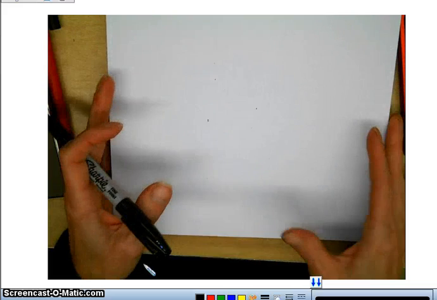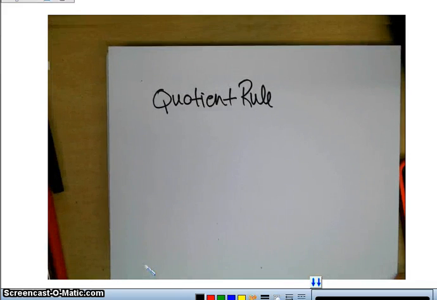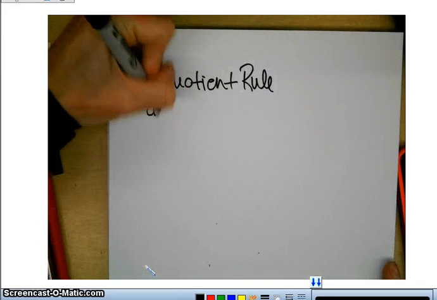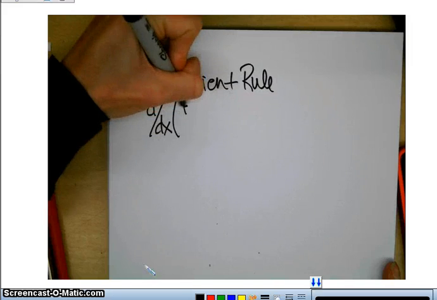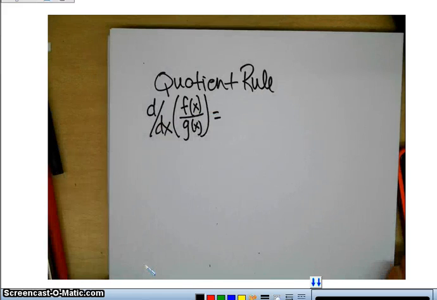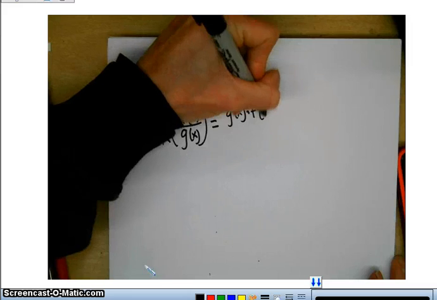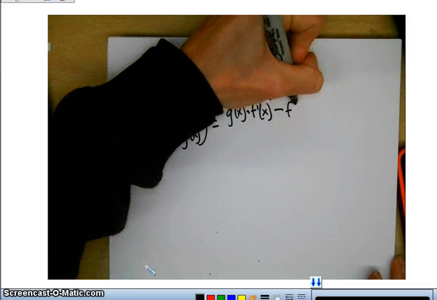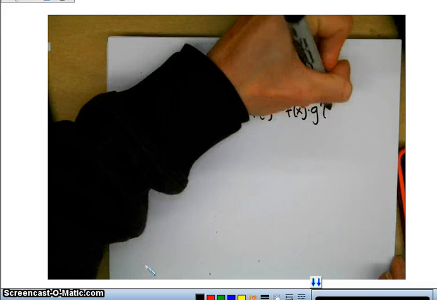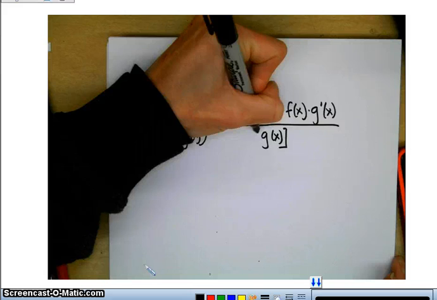Okay. So now we're going to learn the quotient rule. Okay, so the quotient rule. The quotient rule, the derivative of f of x divided by g of x. This is the rule that you wrote down. It says it is g of x times f prime of x minus f of x times g prime of x all over g of x squared.